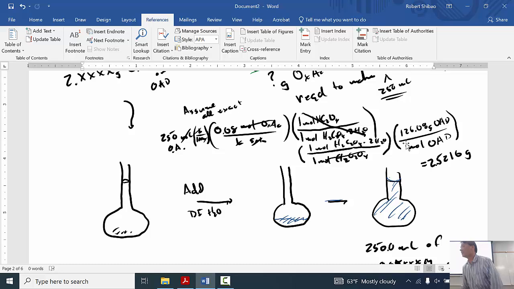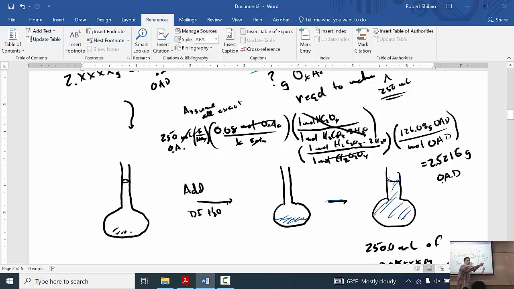How long do you think it would take to get it right on? 2.5216 grams of oxalic acid dihydrate. Do you think you could get it right on? No, I don't either. I don't even want to try. It would be a huge headache. So what I would do is I'd err on the low side. So I'd probably go under 2.5 grams.